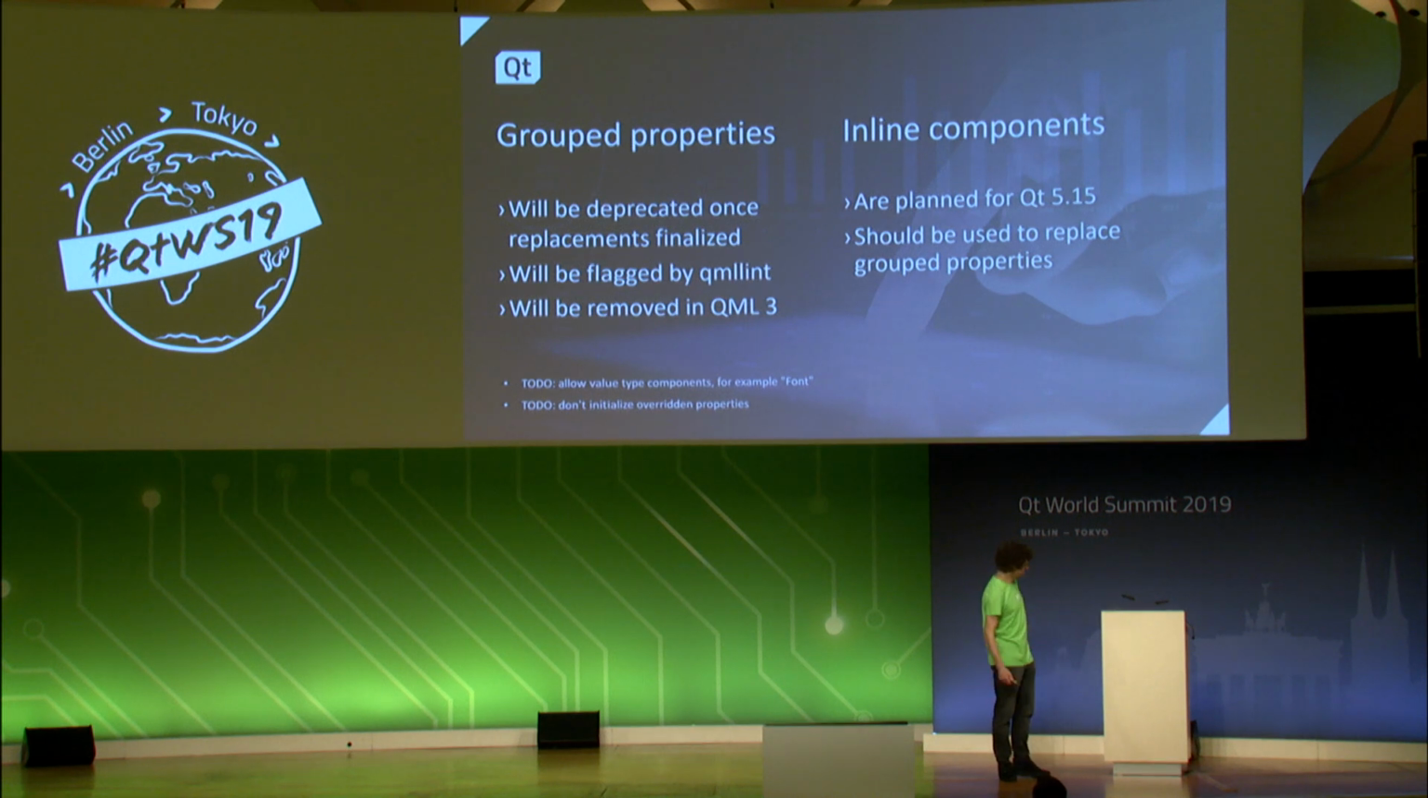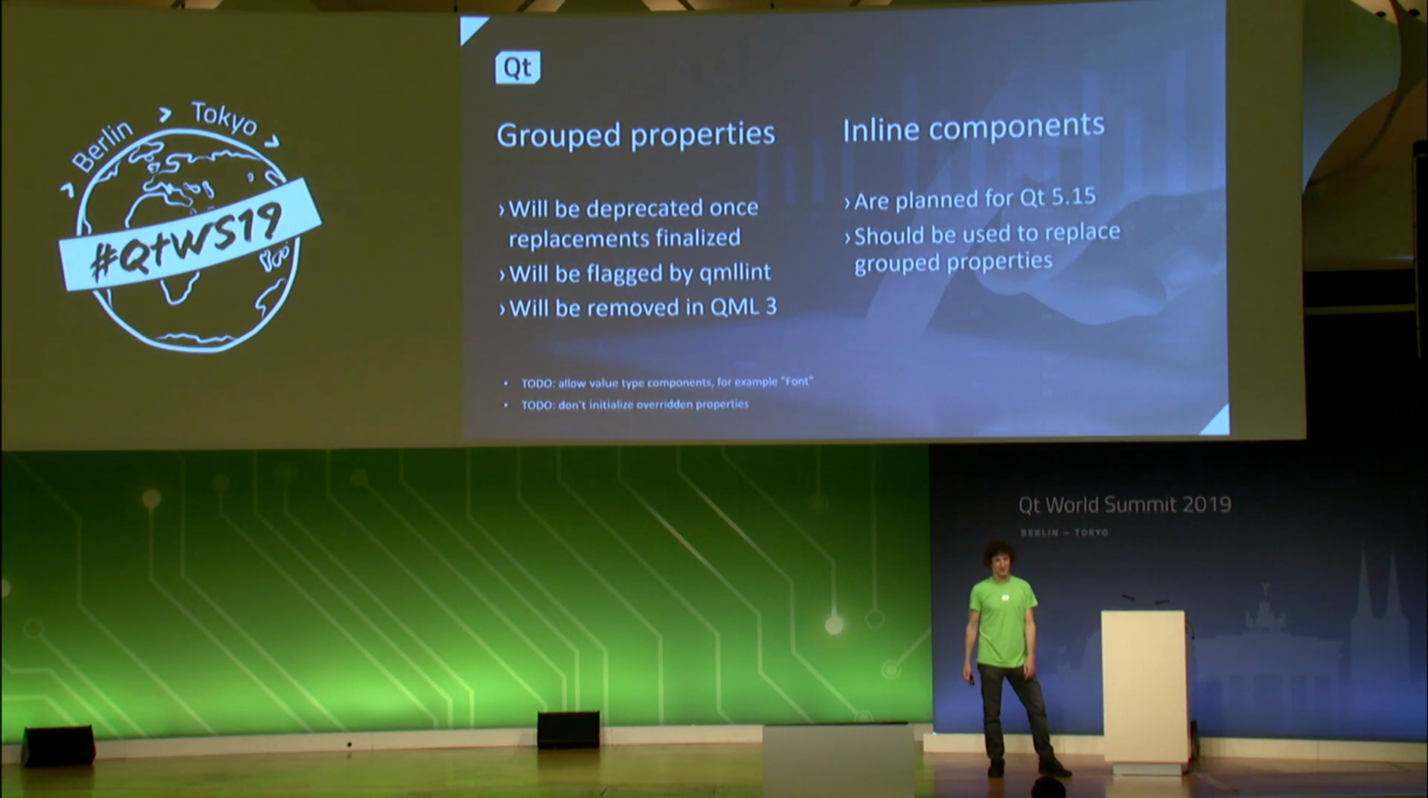So group properties will be deprecated once all the replacements have been finalized, and will then be flagged by QML_lint, and they will be removed in QML3. Inline components are well on the way. I'm pretty confident that we'll get them in 5.15, and they should be used to replace group properties wherever possible.